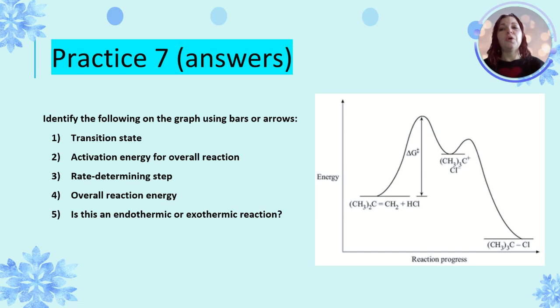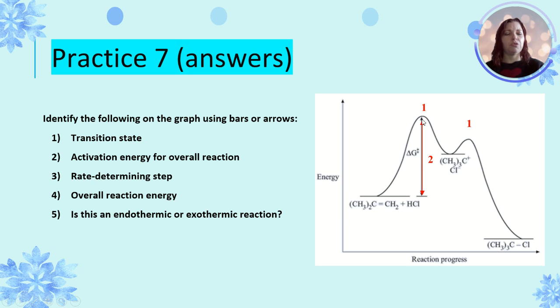So here we go. Let's start with number 1, which is the transition state. And there's actually 2 transition states on this graph. So you've got the transition state for step 1 and your transition state for step 2. Okay. Then we have the activation energy for the overall reaction. So the activation energy is going to go from the reactants to the highest peak here.